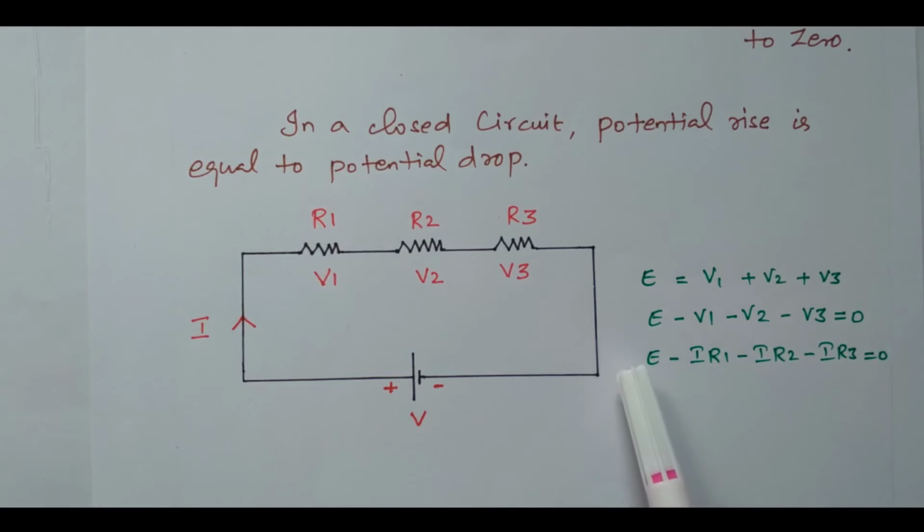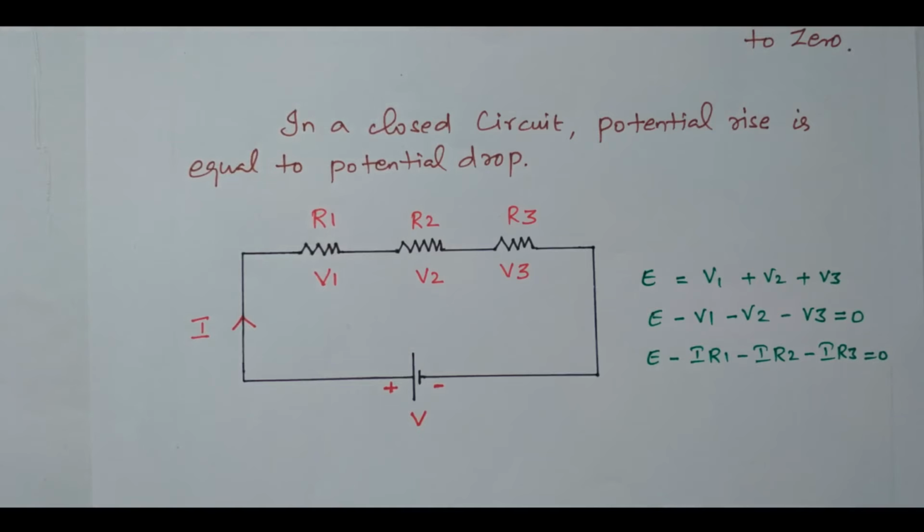So this is the final equation. The potential in a closed path is equal to 0. The positive sign indicates potential rise, the negatives indicate potential drop. While adding these two, we get 0 value. So that is the statement given by Kirchhoff's voltage law.